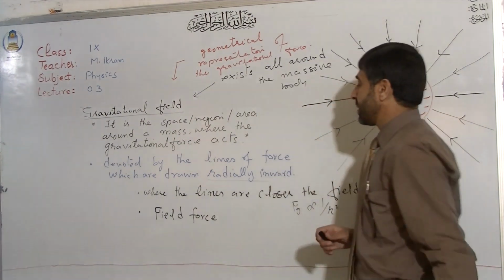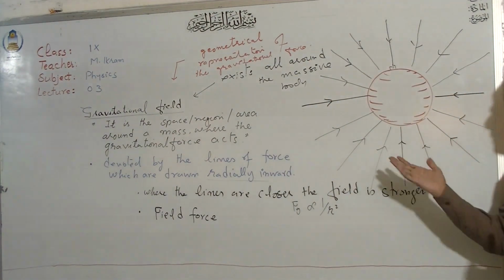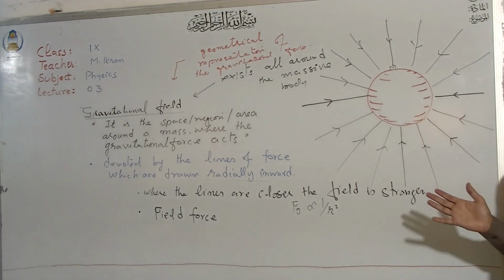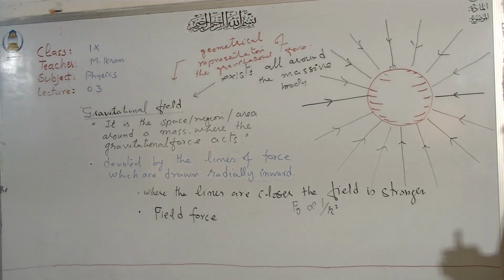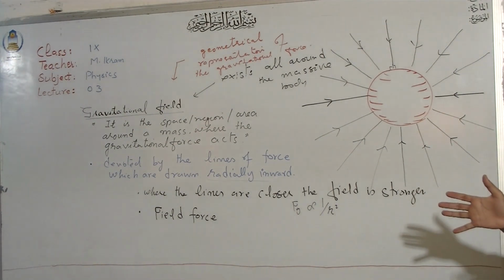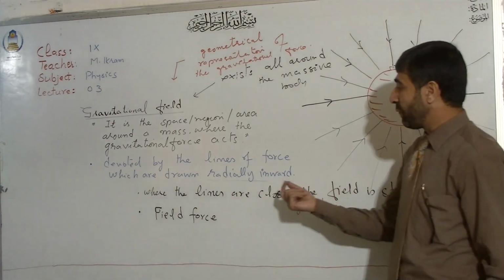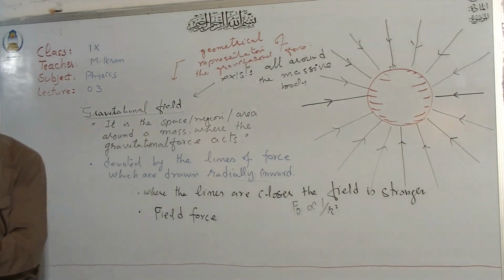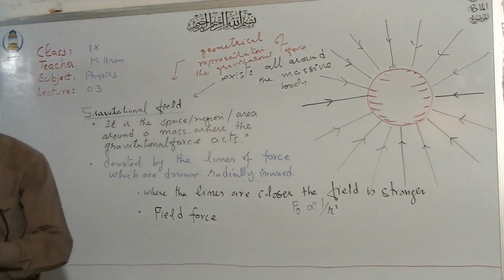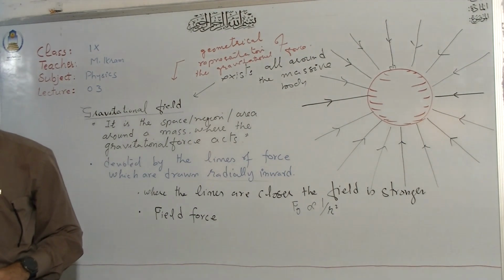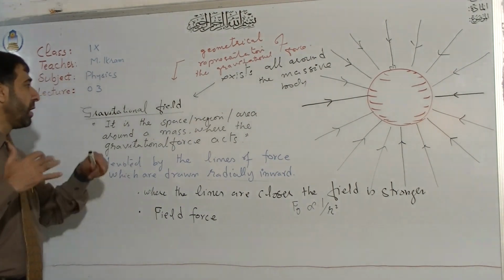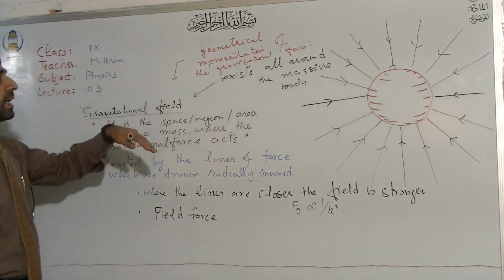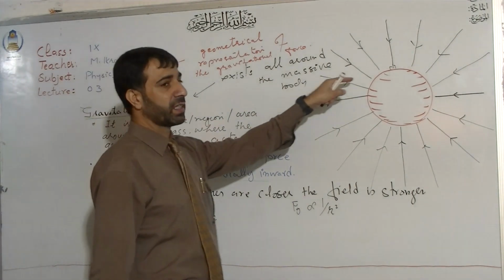It is the field force. If you remember the previous lecture, I told you that this is the kind of force which is a non-contact force, which does not require physical contact between the bodies, and which can act at a distance. So those forces are usually called field forces, right? The gravitational field is the region or the space around the massive object where the gravitational force can act.